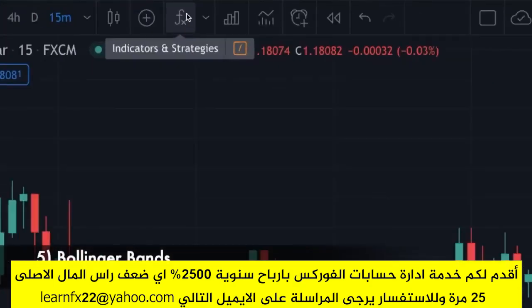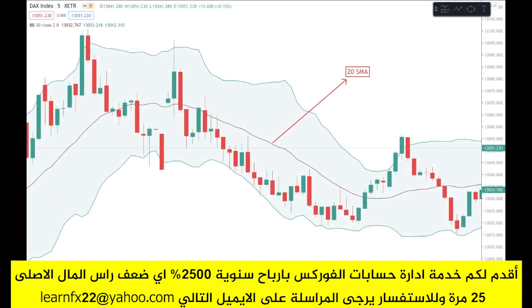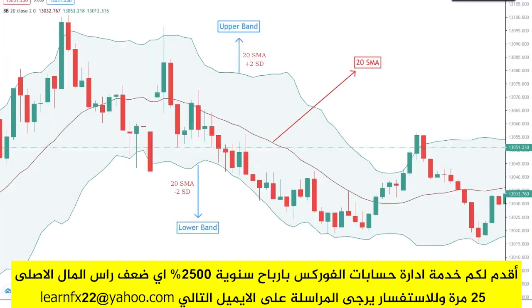The fifth indicator I want to show you is the Bollinger Bands indicator. Bollinger Bands have 3 main components: the 20-period simple moving average in the middle, the upper band, and the lower band. These bands are simply two standard deviations plotted away from the moving average. At this point, you might ask yourself, what does the standard deviation have to do with it?